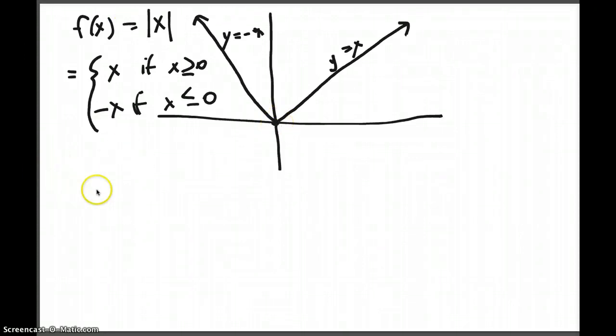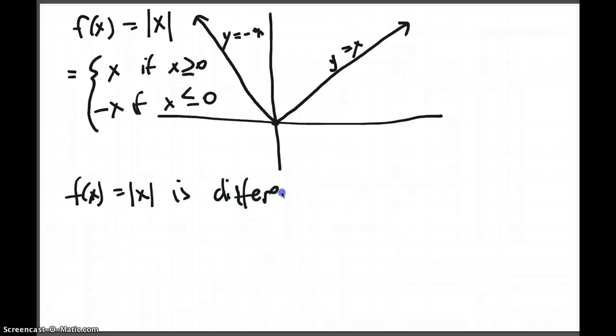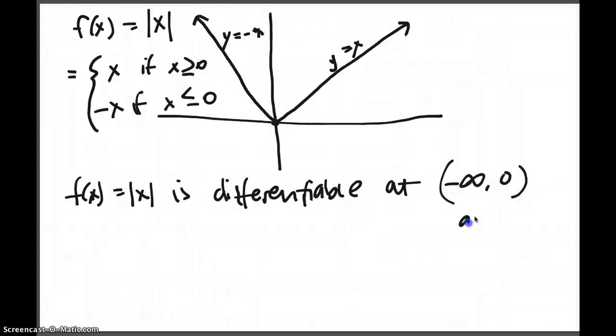So if I were to write an interval, f of x equals the absolute value of x is differentiable at all the points from negative infinity out to 0, but not including 0, and again, not including 0 all the way out to positive infinity. So not including 0 is a parenthesis as opposed to a bracket, all the way up to positive infinity. Mathematically I would put a union symbol there.